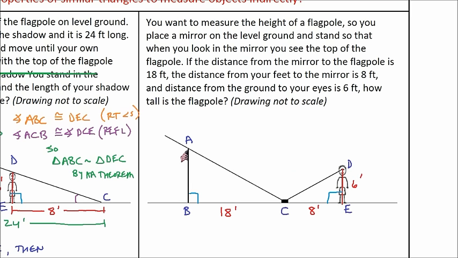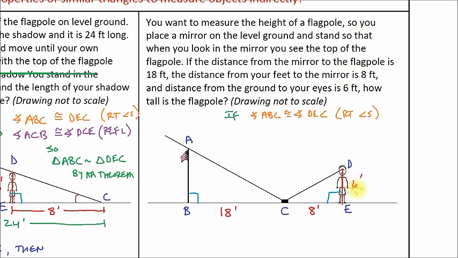Okay, so let's take a look at what we know. If angle ABC is congruent to angle DEC, again we can see those are right angles. So we've got one pair of congruent angles. How about another pair? This is the one that we may not know because this has to do with physics.